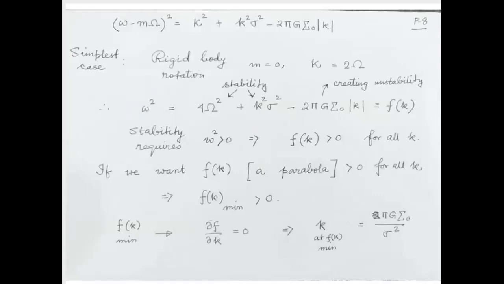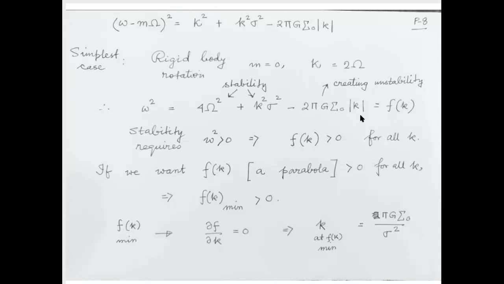First, we take a very simple case where m equals 0, and that corresponds to a rigid body rotation where kappa is related to omega as kappa equals omega. This we talked about earlier. So what do I do? I just put this back in here, m equals 0, kappa equals omega.